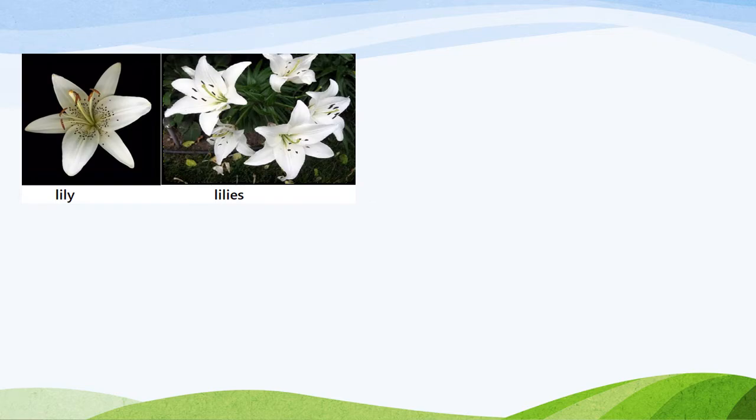Let's see this picture. It's lily. Now here, Y, and the letter before Y is L, which is again a consonant. So what you will do? You will drop Y and you will add IES to make it lilies.